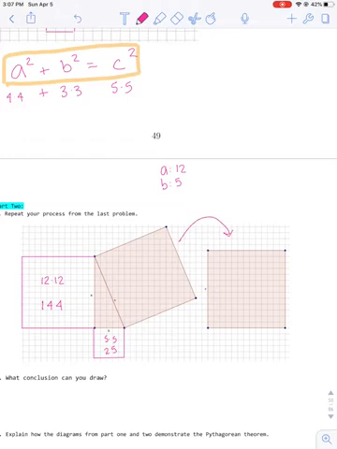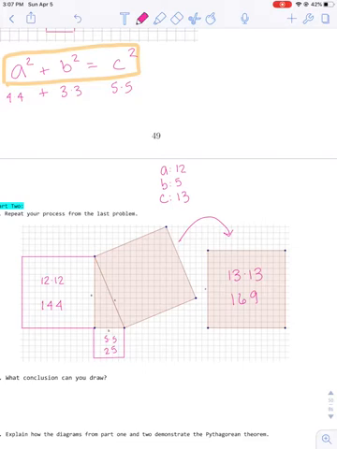And then C, I can't count on the diagonal, but I can count it over on the right side when they rotated it. C ends up being a side length of 13. So 13 times 13 is 169.